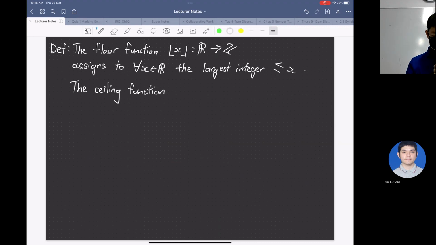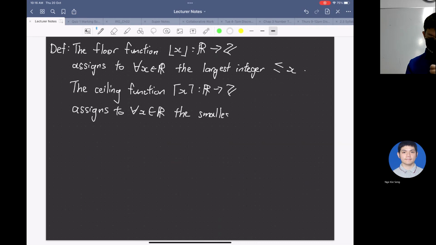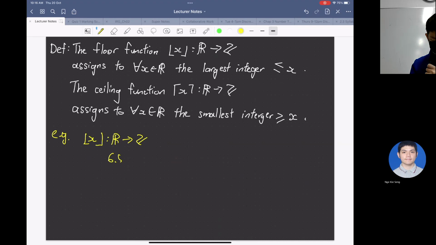The ceiling. So, cap the number. So what's the ceiling? It assigns to every real number x the smallest integer that is greater than or equal to x. For example, what is the floor of 6.5?